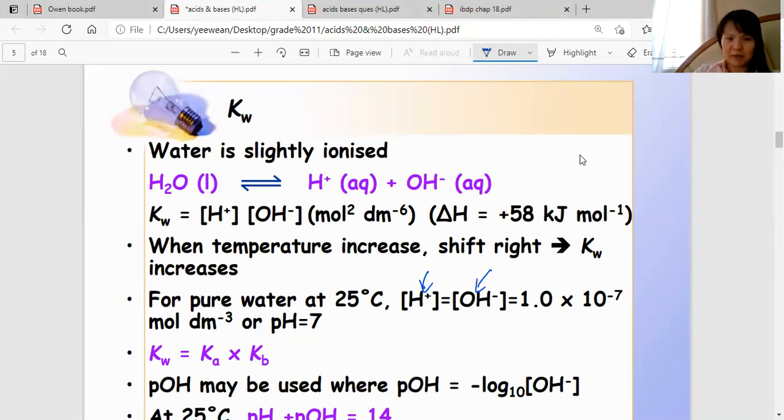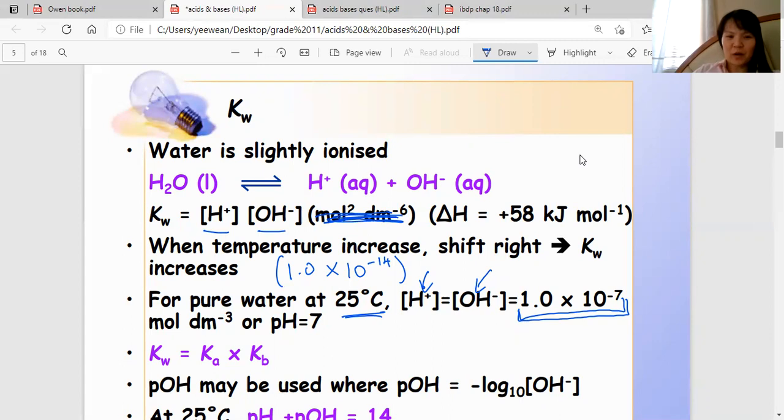So Kw is the concentration of H plus multiplied by the concentration of OH minus. We don't use units here. So you take this, multiply it by this, and Kw is always 1 times 10 to the power of negative 14. So this is Kw at 25 degrees Celsius. It's already fixed.